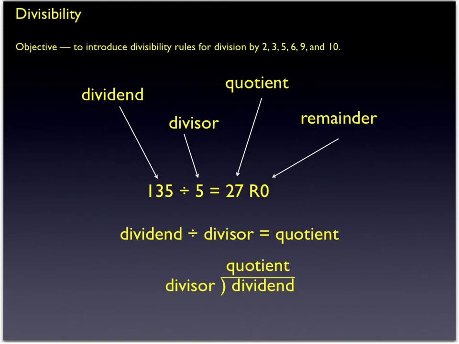Or when you write it out to show your work, you have the dividend under the fraction bar here. You have the divisor on the outside of the fraction bar, and then you have the quotient on top. So the quotient, of course, is your answer. Now, if you were going to have a remainder, it could go right out here on the side. Okay.